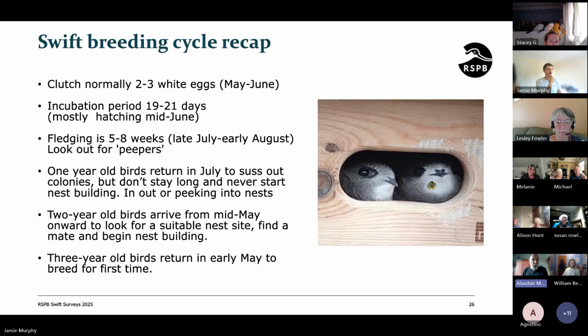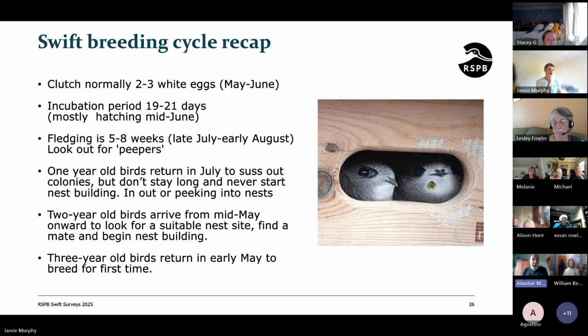The incubation period goes on for about 19 to 21 days. For a similar reason to what Jamie said about the chicks, the swift eggs can be left for up to 3 days without being incubated, and they just switch off. And when the bird comes back to sit on them, they start incubating again.